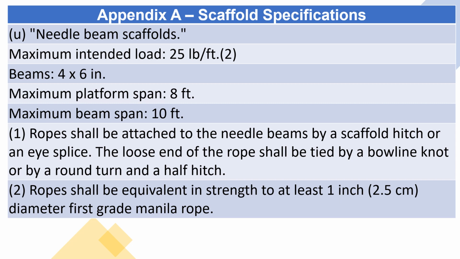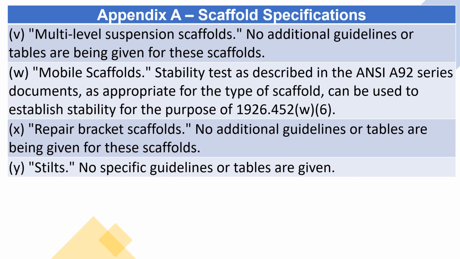The loose end of the rope shall be tied by a bowline knot or by a round turn and a half hitch. 2. Rope shall be equivalent in strength to at least 1 inch (2.5 centimeters) diameter, first grade manila rope. V. Multi-level suspension scaffolds. No additional guidelines or tables are being given for these scaffolds.